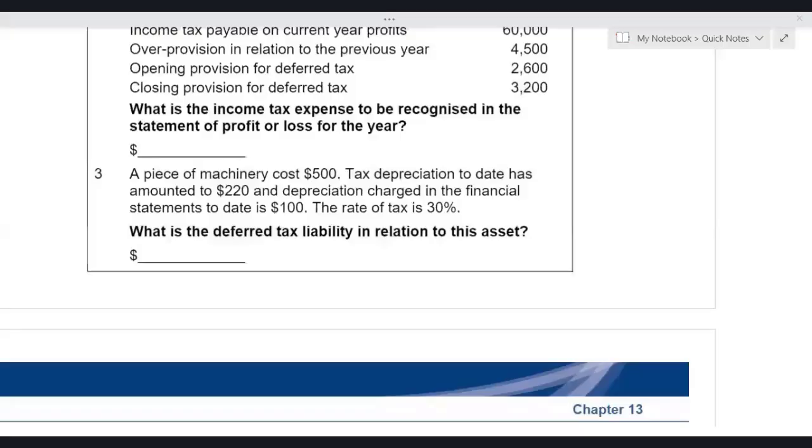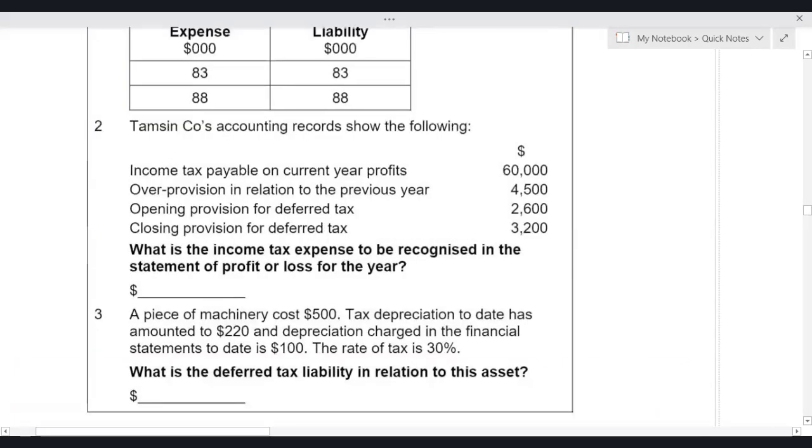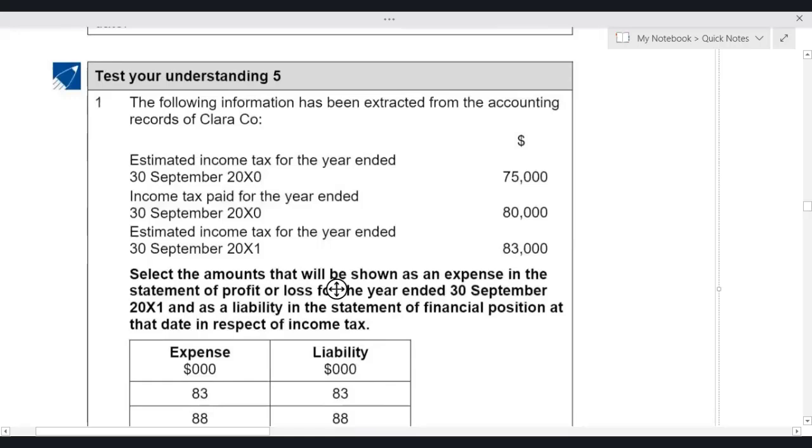Okay, let's resume the class. And at the end of the class, don't worry at all, I'll share the IAS 12 test as well, which you can solve. I will give you a little bit of time, at least one day, to solve that test.